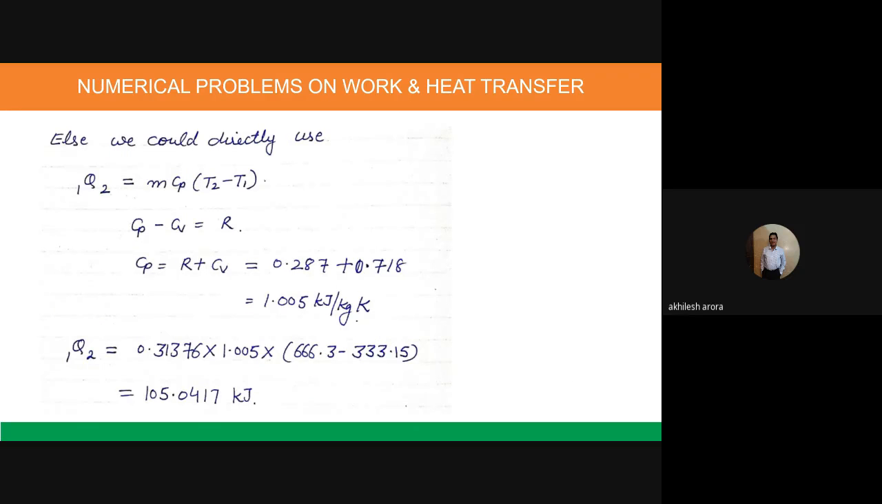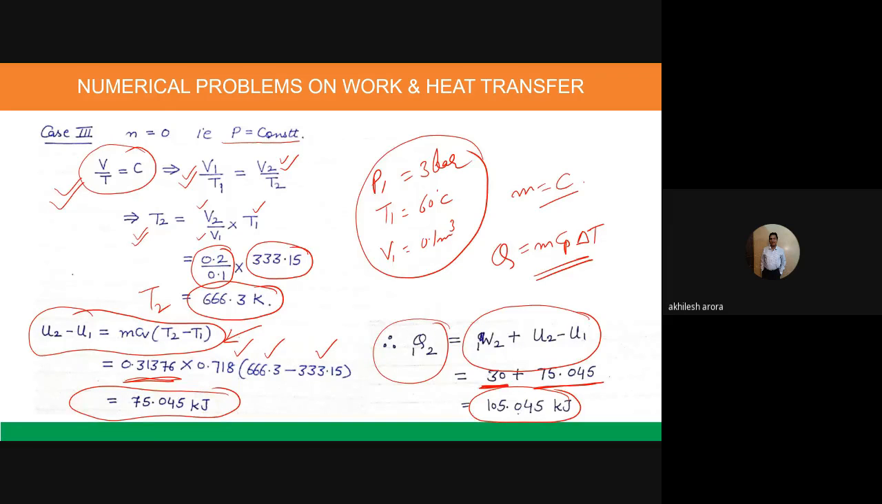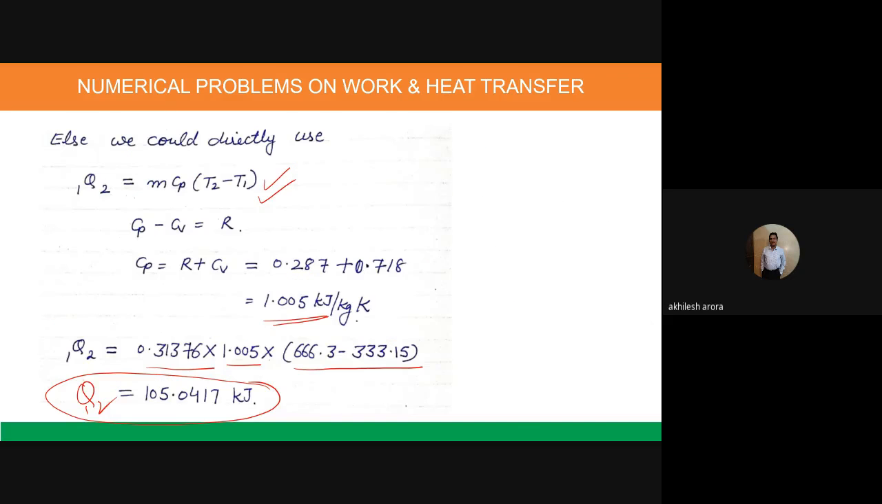So you can see I have used it here. Cp I have already told you. So what you can do is put the value of mass, Cp and temperature difference, and you get the same value of the heat transfer Q1 to 2, which is 105.0417 kilojoules. Earlier the value was 105.045. So there is a minor difference in the last two decimal places. So it's not a major difference.